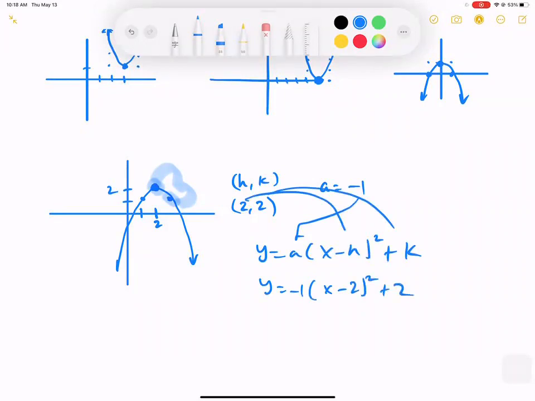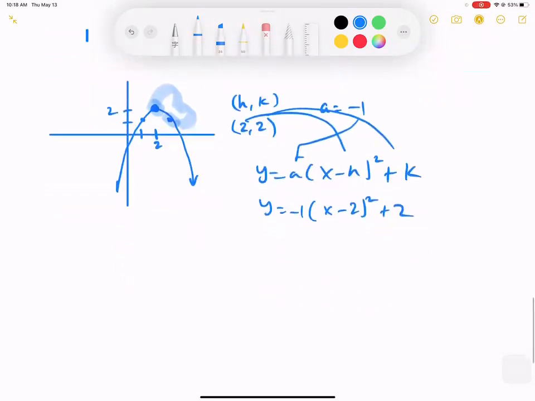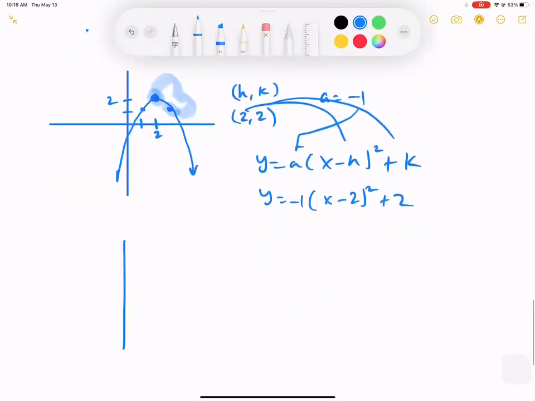You can do this with any of our graphs. Okay, let me give you another one that looks very similar to that. Okay, this vertex is -1, 2, and we're going to go 1, 2. Tell me what the vertex of the graph is right now. Vertex.